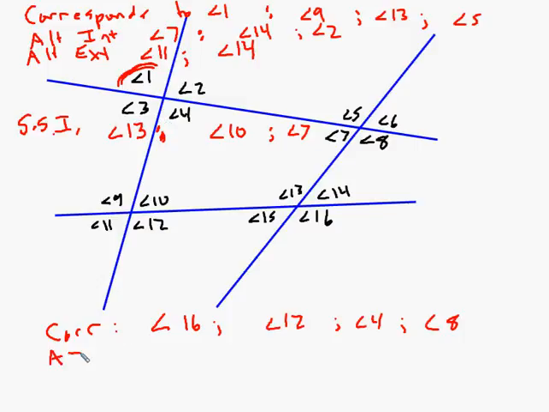Okay, give me alternate interior for angle 10. Angle 6 is way over here. Alternate interior for 10. Angle 3. Okay, angle 3. See? 16 is on the outside of everything. So this is alternate interior. Angle 15. Oh, there. See? They're on opposite sides of the transversal.